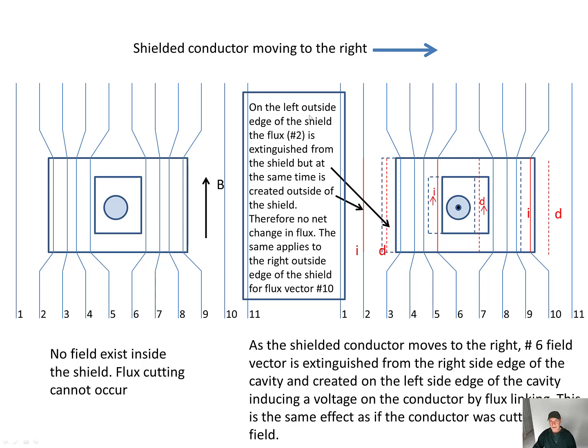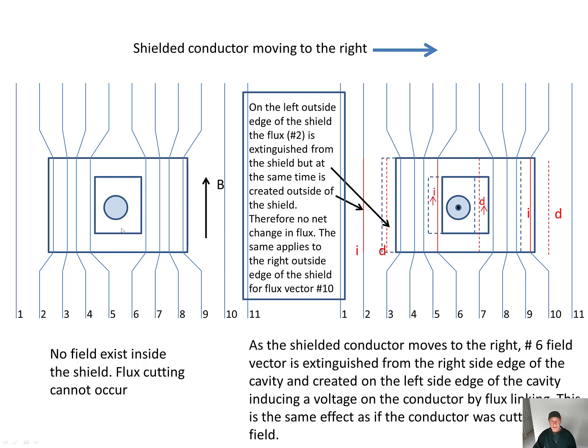So these two cancel. On the left outside edge of the shield, flux number 2 is extinguished from the shield, but at the same time is created outside of the shield. Therefore, no net change in flux with respect to the inductor. The two cancel. The same applies to the right outside edge of the shield for flux vector number 10. It was on the outside, it decreased, it extinguished from here and got created inside the shield, so there's no net change.